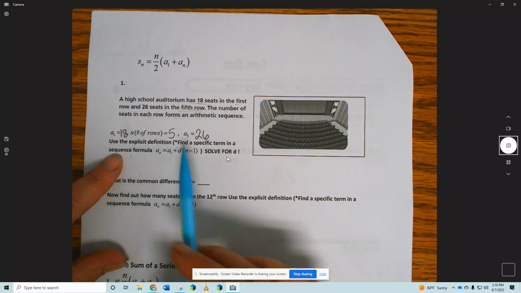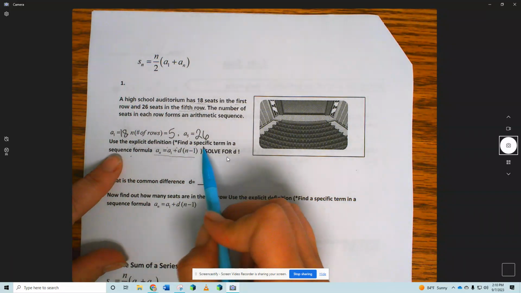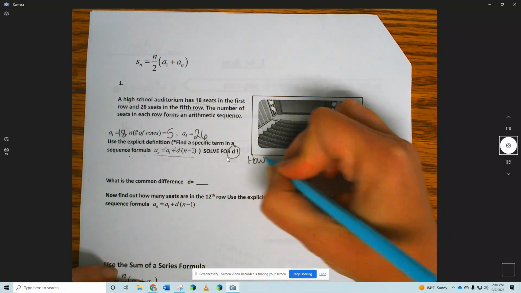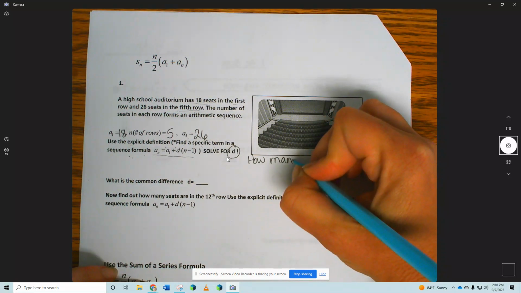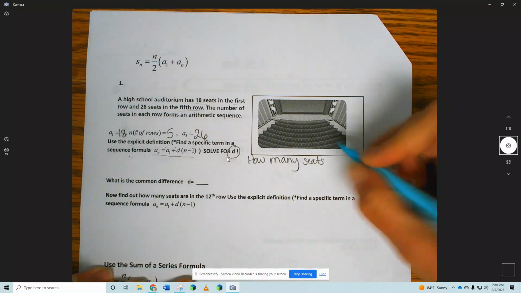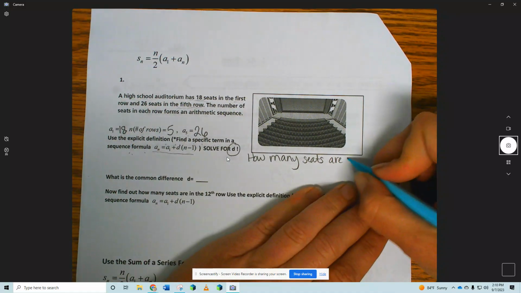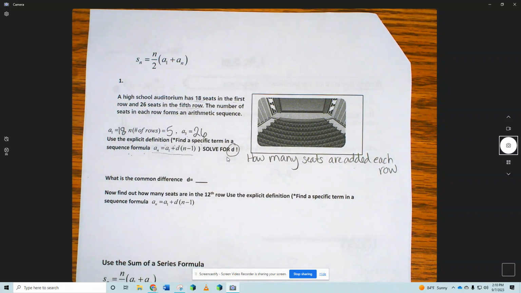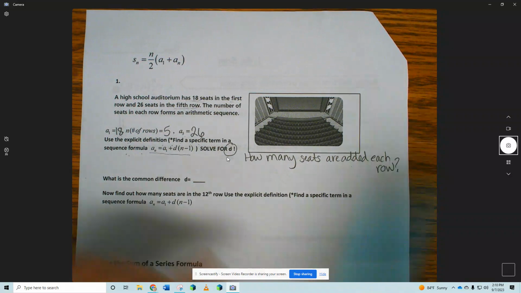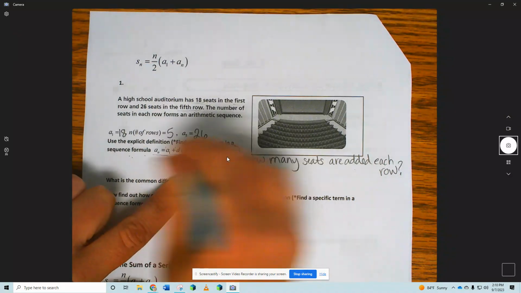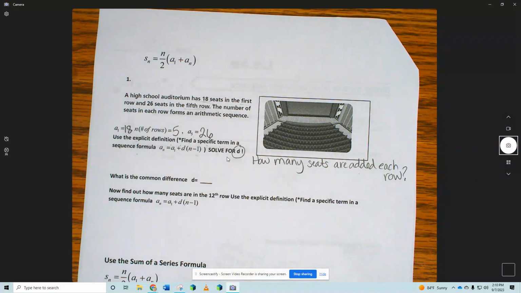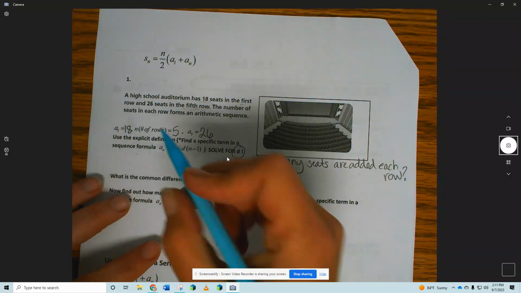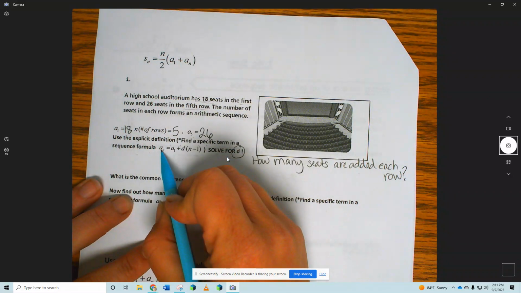Use the explicit definition, here it is, to find a specific term. Solve for d. It's basically how many seats the rows increase by. How many seats are added each row? I'm solving for the common difference. What do they add each time? Is it 3? Every row there's 3 more. Every row there's 4 more. Every row there's 5 more. I'm going to plug in what I do know.